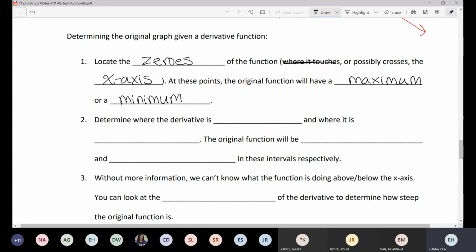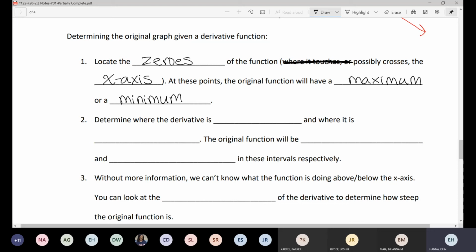I'm going to cross out where it touches the x-axis. Those are points of interest, but they will not result in a max or a min necessarily, or at all. So since they don't result in a max or min, I actually don't want to consider them. Sorry, I don't know why I put that in there. So look for where it crosses the x-axis.